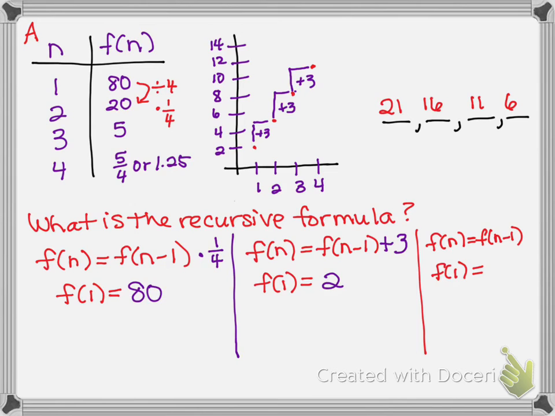Okay. Now let's look at this next one. Kind of the same thing. We're going to see how we get from one term to the next. So from 21 to 16, I minus 5. Let's see if that stays consistent. 16 minus 5 is 11, and 11 minus 5 is 6. Excellent. So our pattern here is minus 5. Our very first term, which is our f of 1, is going to be 21. And now we have our recursive formulas.